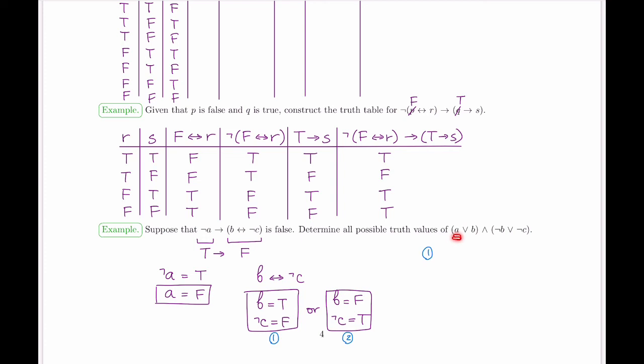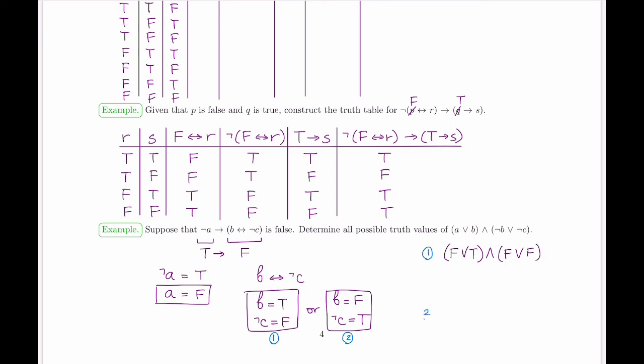So in my case 1, what do I have? The A value is false no matter what. So I have false or B. And in case 1, B is true. And then I have not B. Well, I'm still in case 1. So B is true, which means not B is false, or not C. And not C, notice how I didn't even have to actually solve for C. I'm given not C to begin with. So not C in this case is false. Okay, this is my case 1.